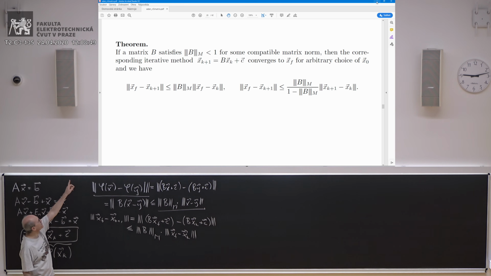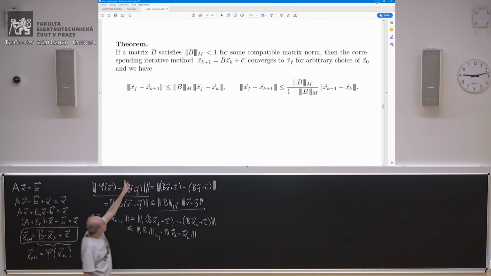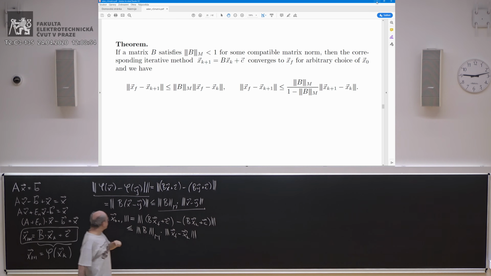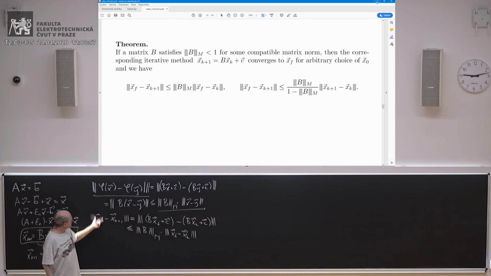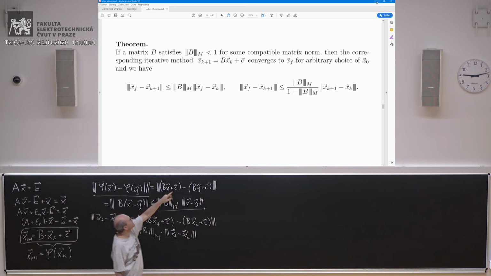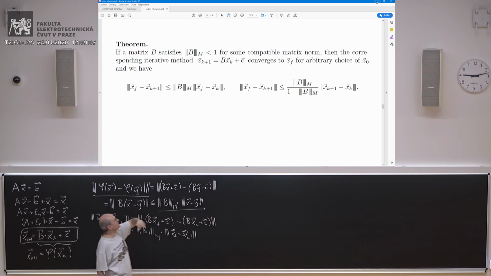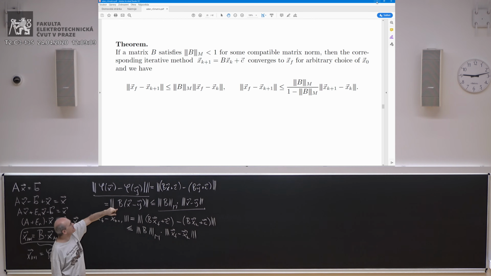So this is essentially the proof of the left inequality, and when you play with it, you get the right inequality. The right inequality tells you that the error of the k plus first iteration can be controlled using what's on the right. Well, it's actually the absolute difference. This is the stopping condition. So you can see that the absolute difference stopping condition has something to do with the absolute error.